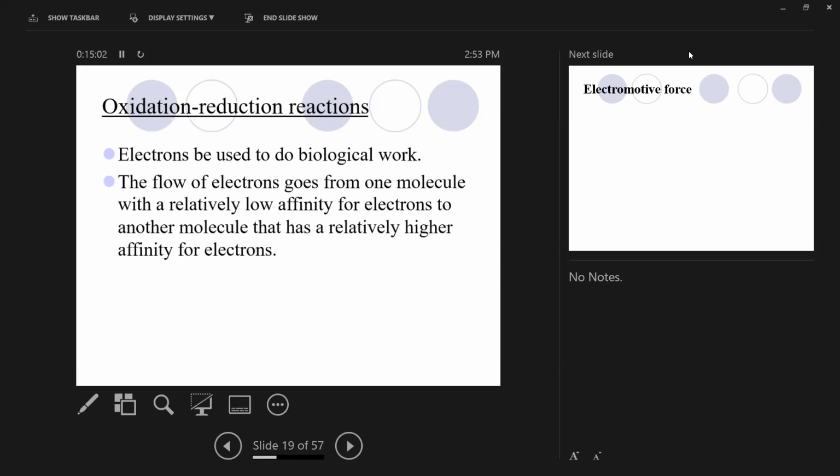So electrons are going to flow from molecules with, relatively speaking, low affinity for electrons to those that have, relatively speaking, a higher affinity for electrons. And we're going to use a kind of arbitrary standard, and we're going to set it to 0. Then we're going to grade reactions according to that standard. That standard is a hydrogen cell.